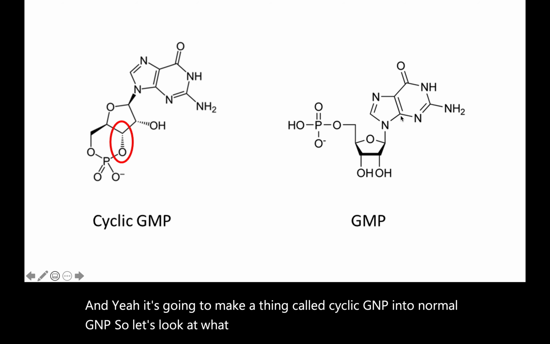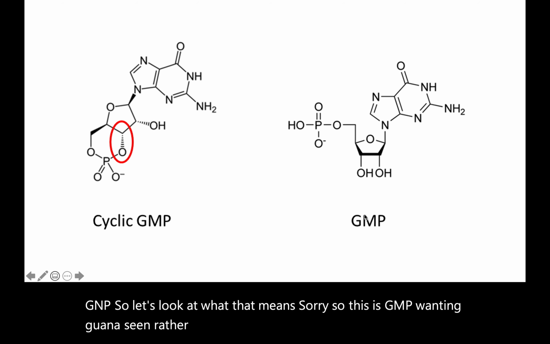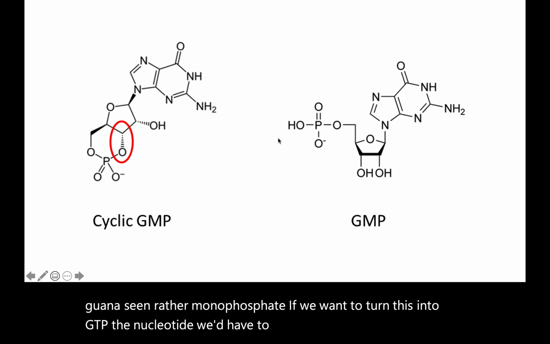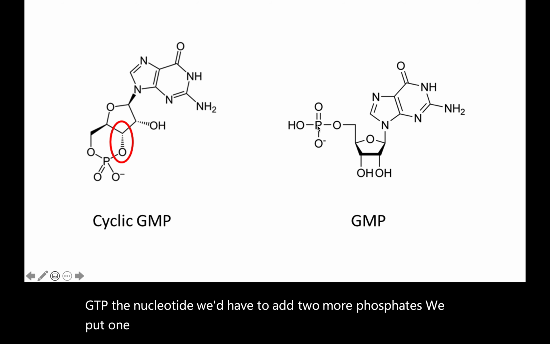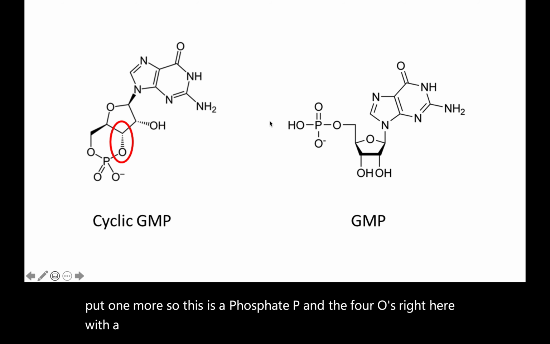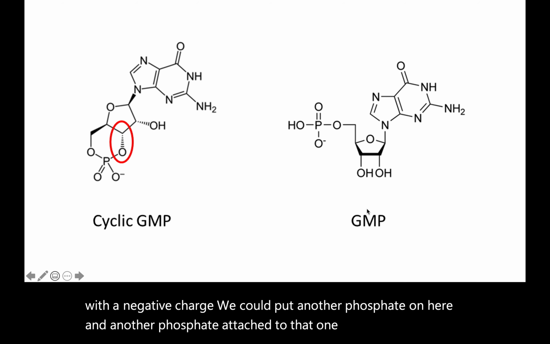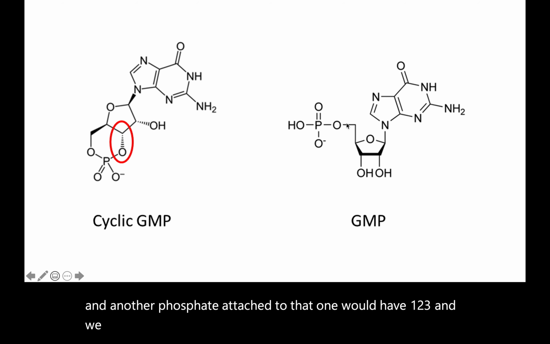All right. So this is GMP, guanosine monophosphate. If we wanted to turn this into GTP, the nucleotide, we'd have to add 2 more phosphates. So we put 1 more. So this is a phosphate, P and the 4 O's right here with a negative charge. We could put another phosphate on here and another phosphate attached to that one. Then we'd have 1, 2, 3, and we'd have GTP. But it only has 1, it's GMP.